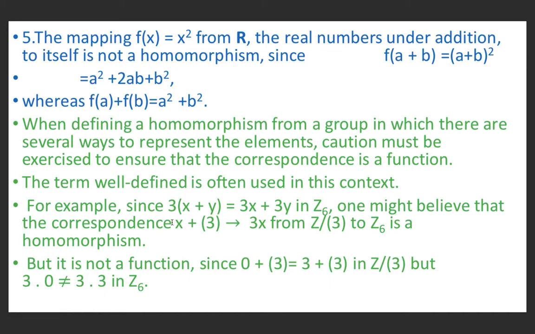So x + 3 to 3x from Z/3 to Z6 is not a homomorphism, while some may believe that it is a homomorphism. Z/3 is the set of all the cosets and Z6 is the set consisting of 0, 1, 2, 3, 4, 5.